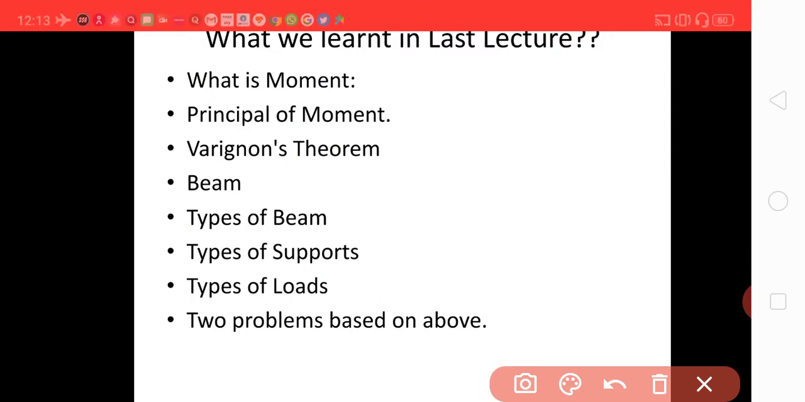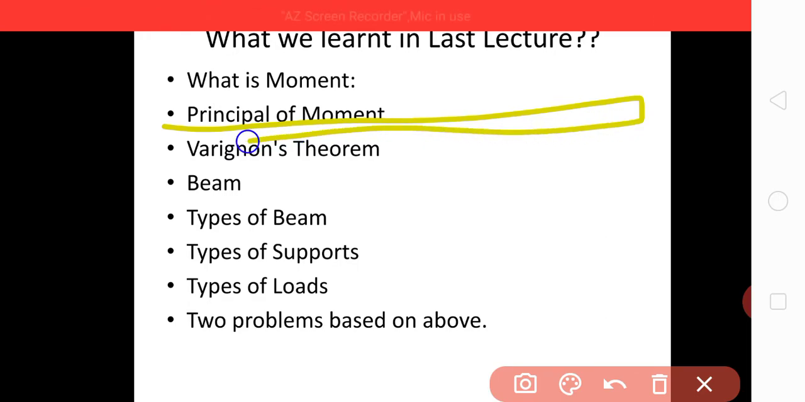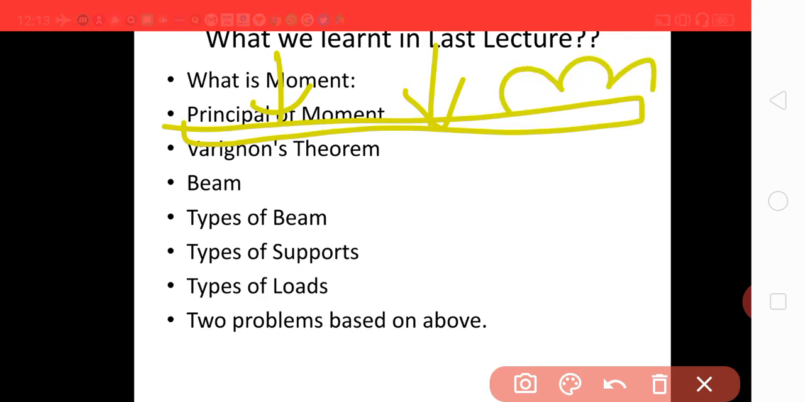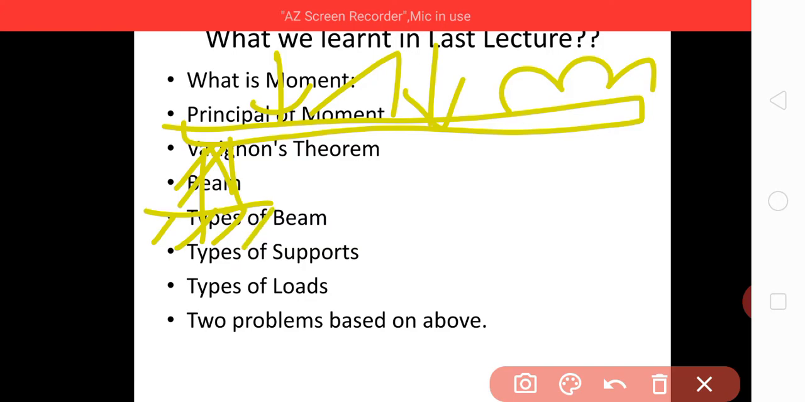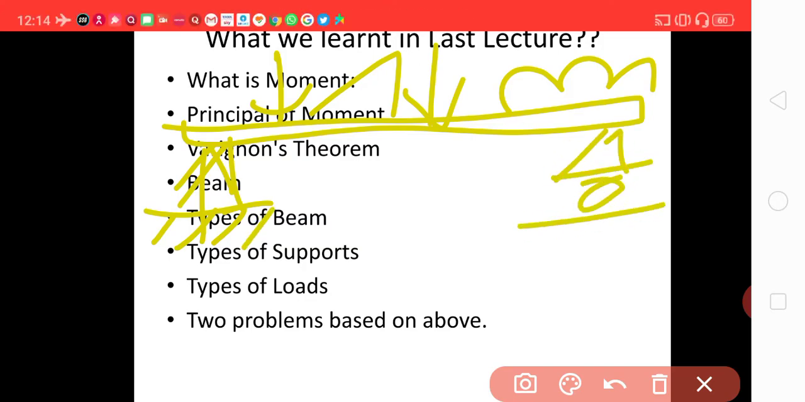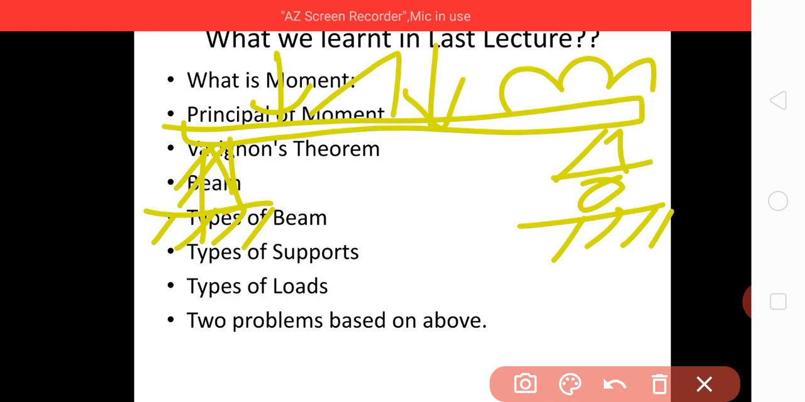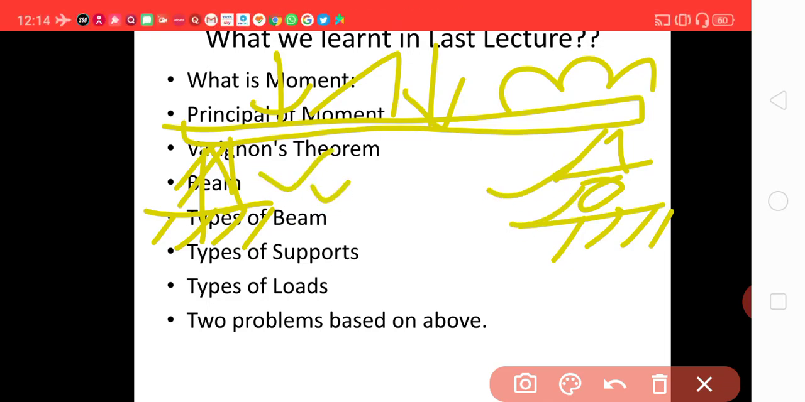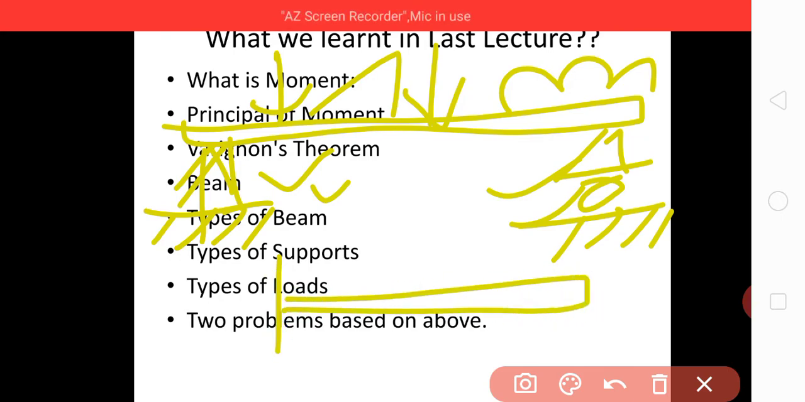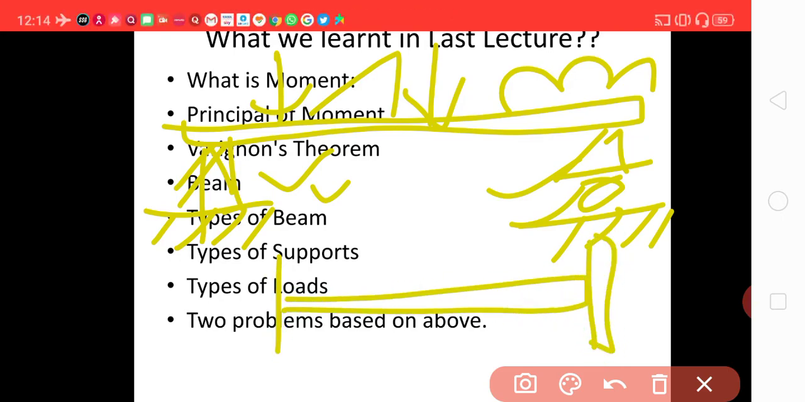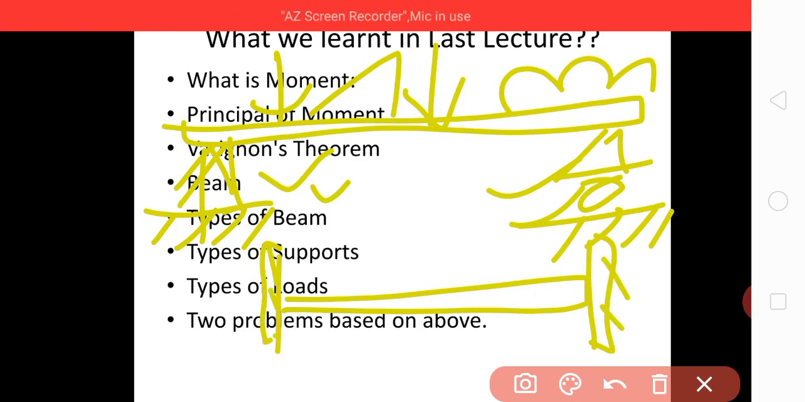Then we defined a beam. Beam is a structural member which is kept horizontally and loaded across its length, like this. Hence, it will be having some supports. This is the roller support. This is the hinge support. Similarly, there will be a fixed support also. This is a fixed support here.